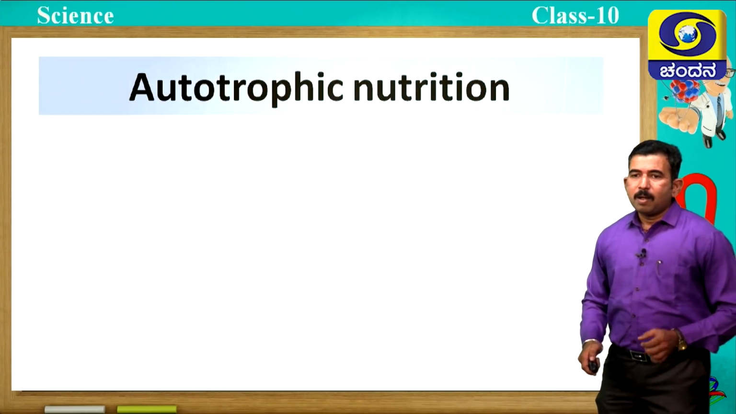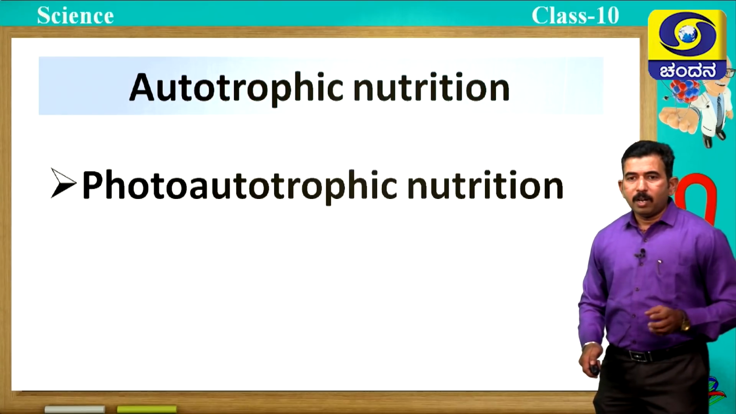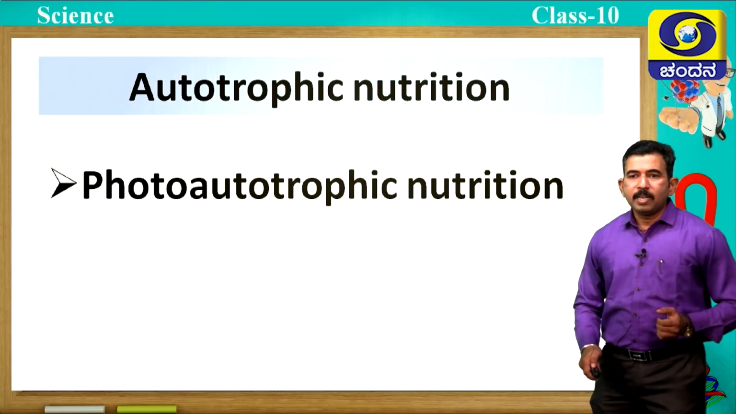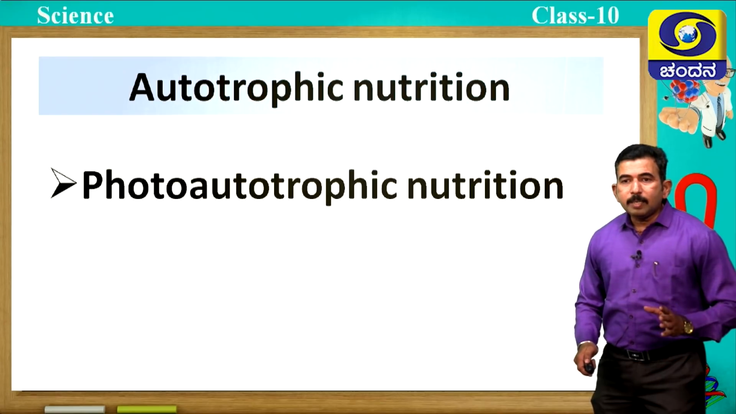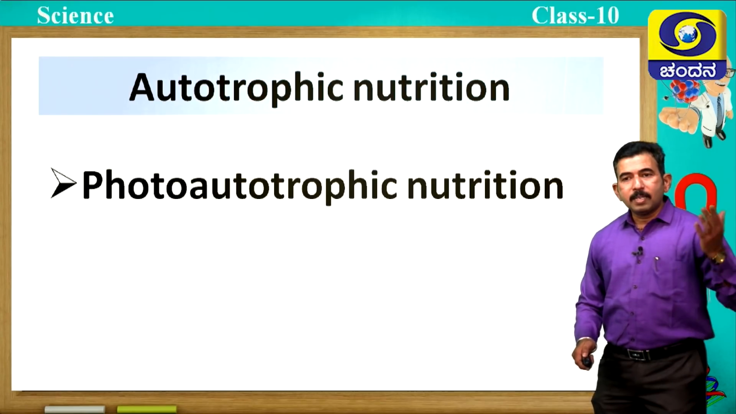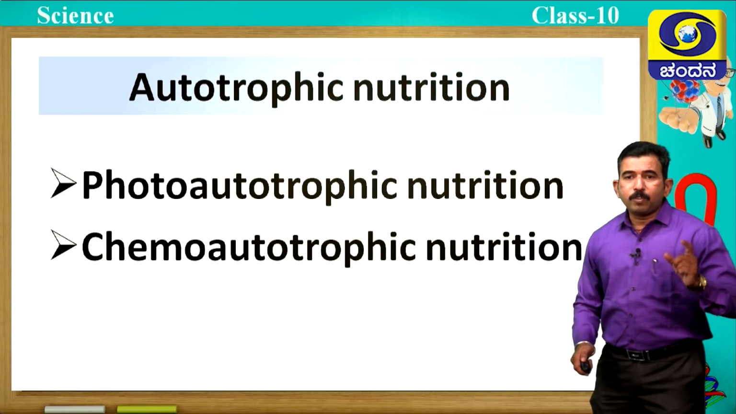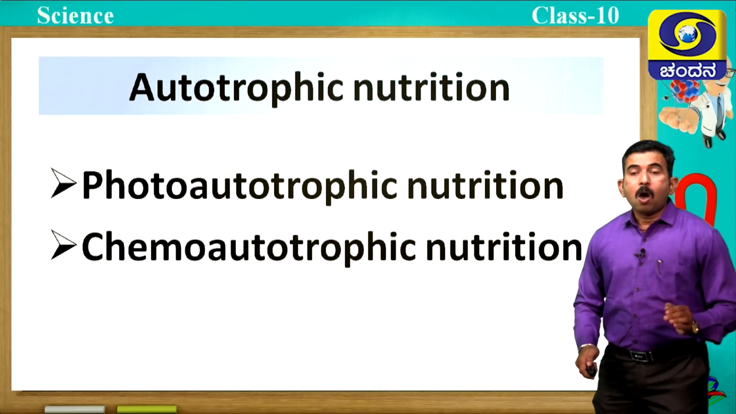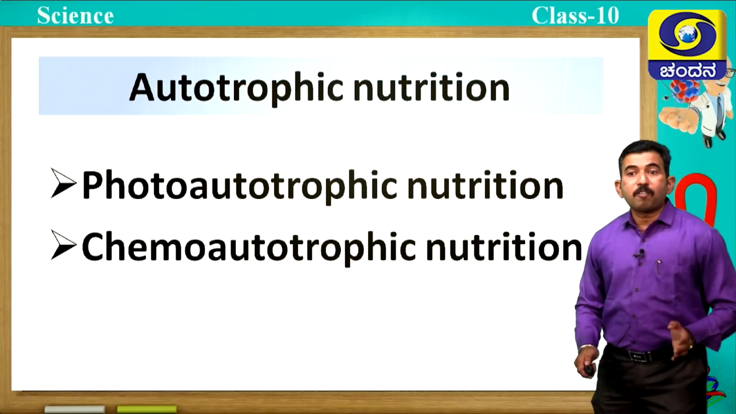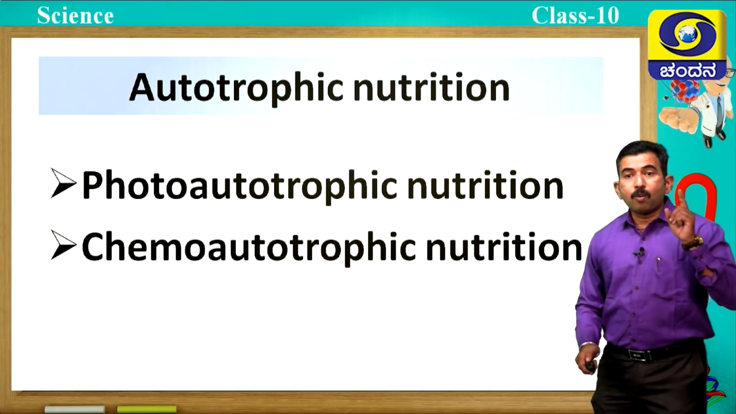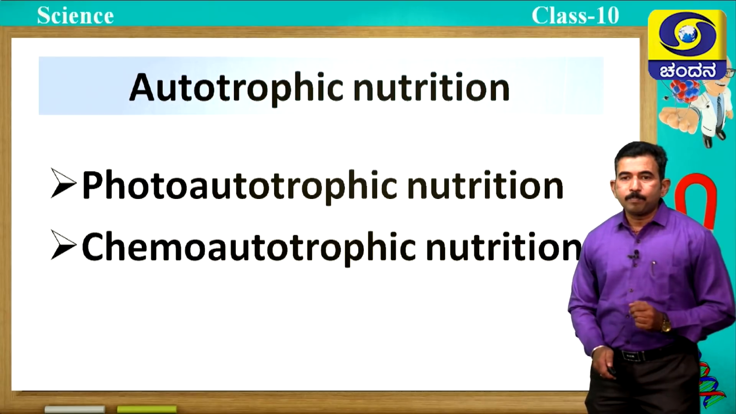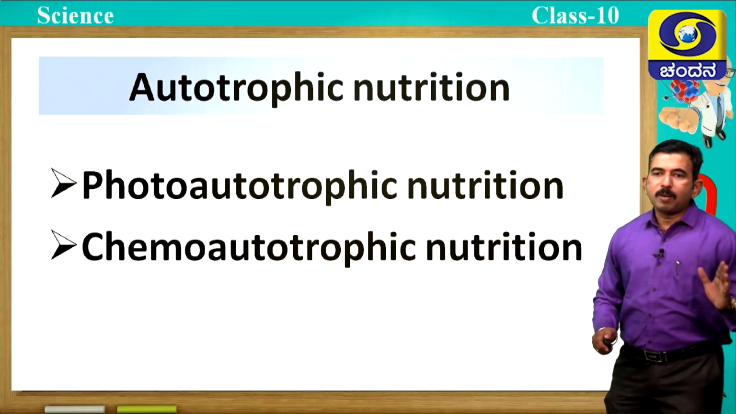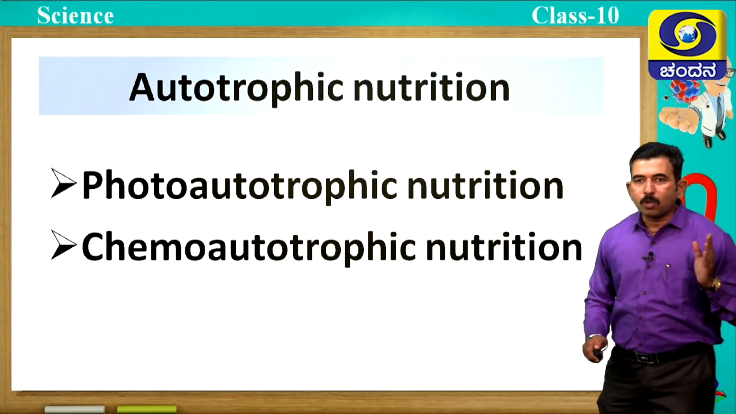Next, let us study autotrophic nutrition. In autotrophic nutrition, mainly two types are there. First, photoautotrophic nutrition. In this type, organisms obtain their energy from sunlight. The second type is chemoautotrophic nutrition, in which organisms obtain their energy from chemicals. Examples of photoautotrophs are mainly plants and algae. Examples of chemoautotrophs are mainly green sulfur bacteria and purple sulfur bacteria.